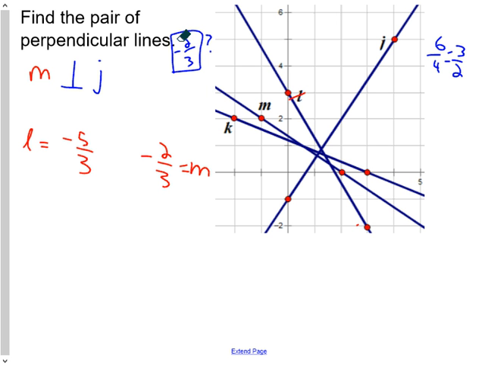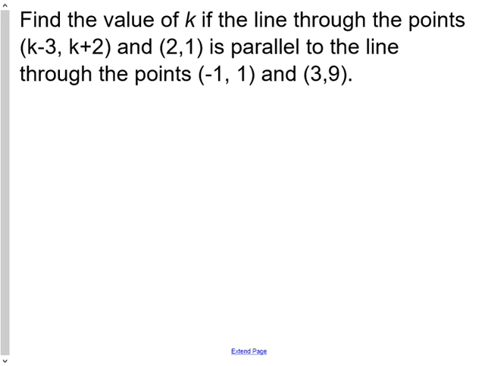Make sure we don't have 2. We got 1, 2 down, 1, 2, 3, 4, 5 over. And that gives us K is negative 2/5. Again, all about rise over run. Rise is the change in the line over how we're moving left and right, the run.